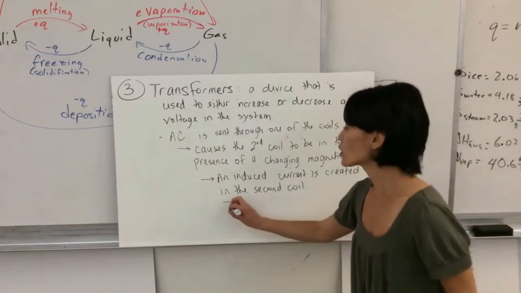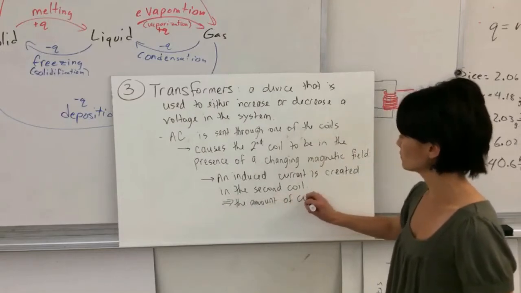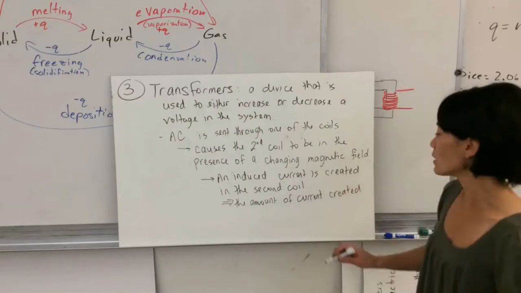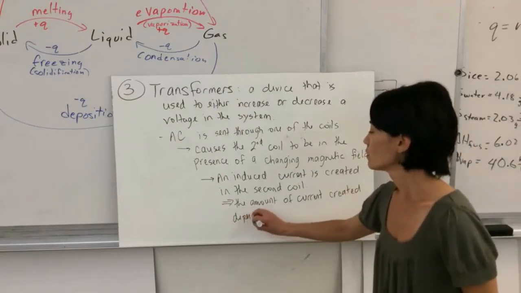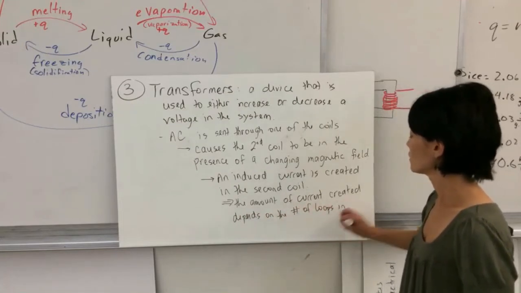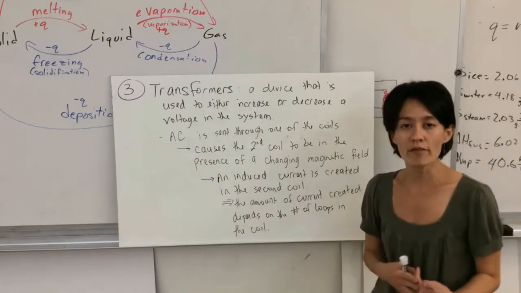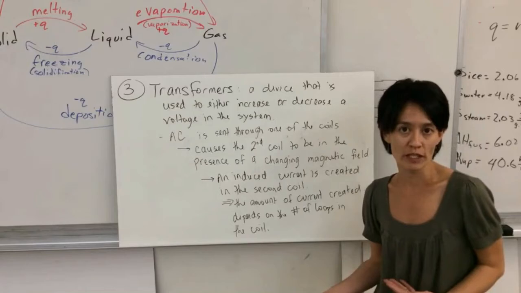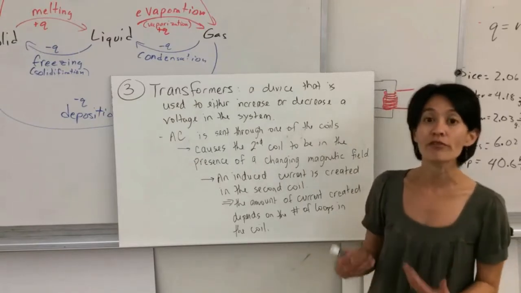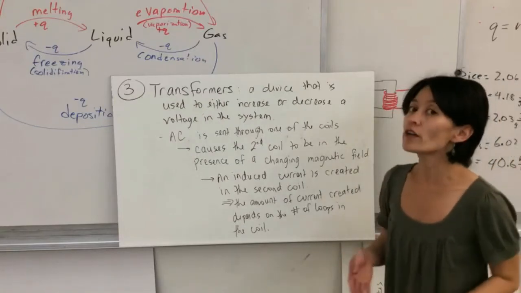And the amount of current created depends on the number of loops in the coil. And that makes sense. If I have more loops in my coil, it means I have more wire that's being exposed to this changing magnetic field. And if I have more wire being exposed to the changing magnetic field, I should have more charges being affected. Okay?